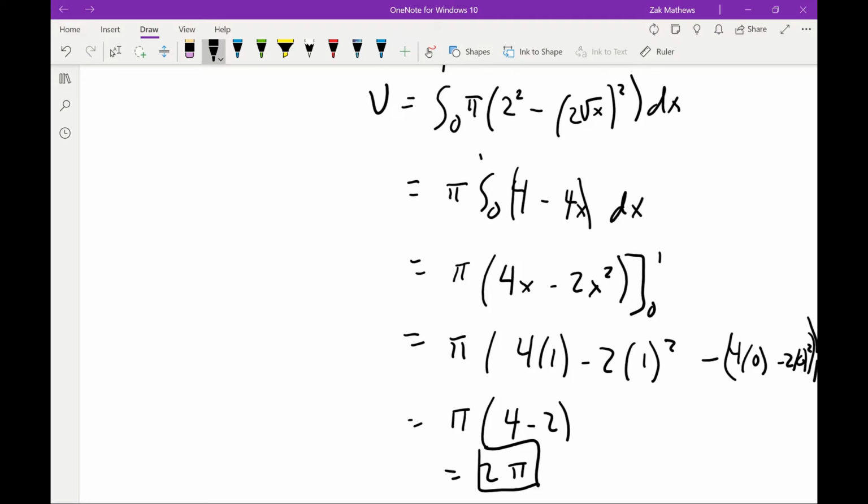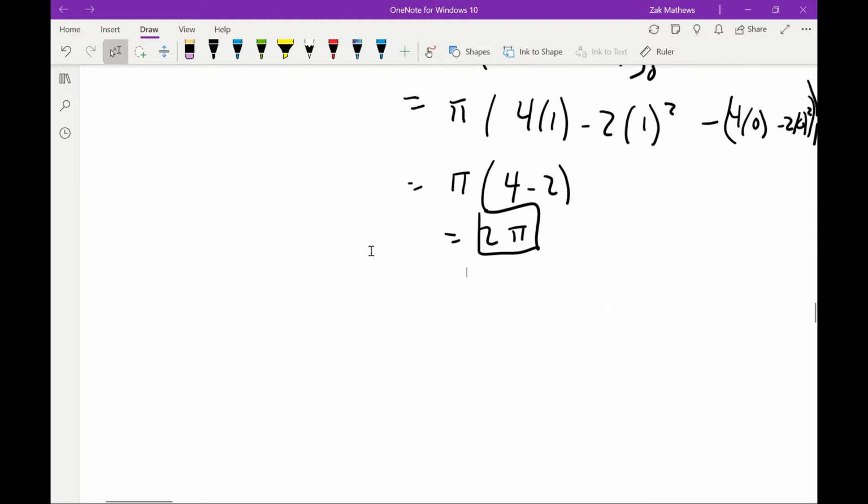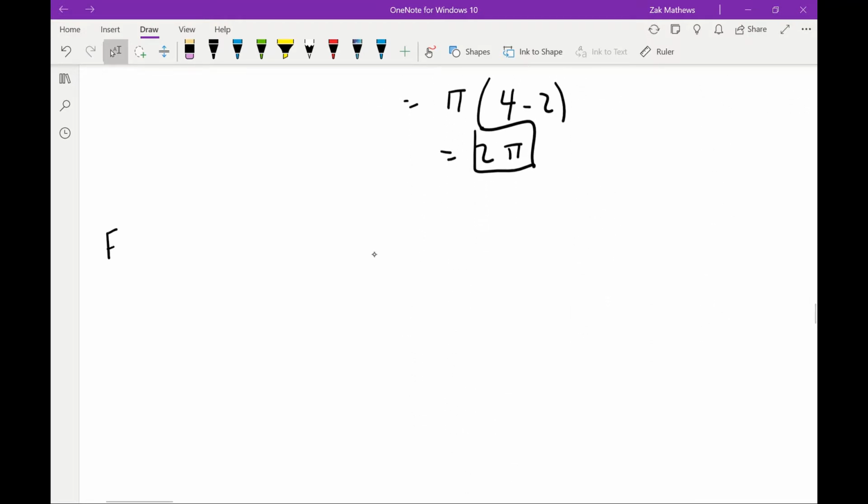So pretty straightforward. If we really understand how to find the area, or rather the volume using those disks, the volume using these washers is similar. Let's take a look though. What if we're not rotating simply around the x-axis? So let's do another example.